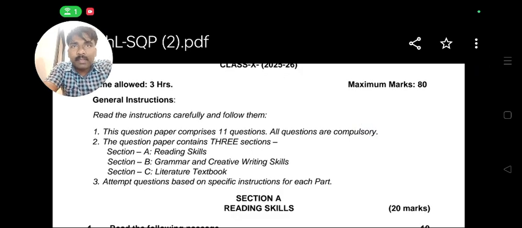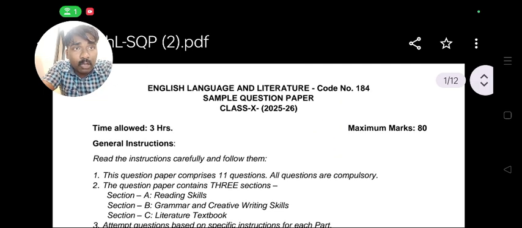In this video, I'm going to discuss the sample paper released by the CBSE board. Every year, CBSE releases a sample paper for the students, and according to the sample paper, students need to study. So here we have the sample paper released by the CBSE board for class 10th, 2025-26.